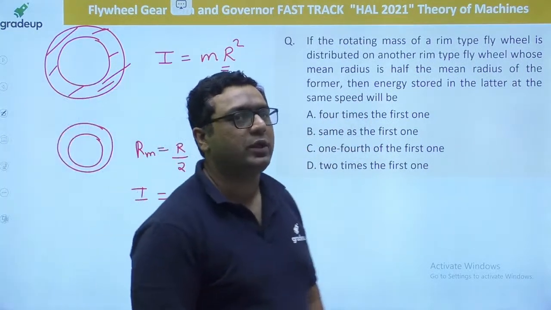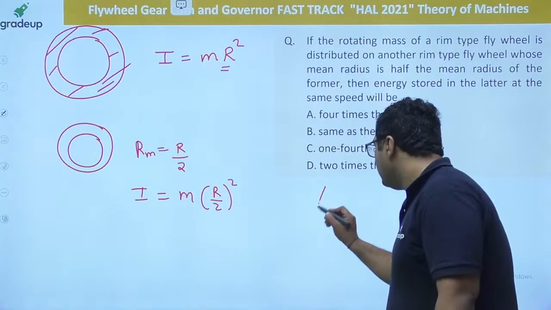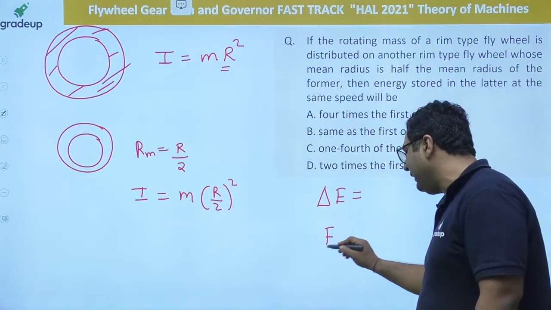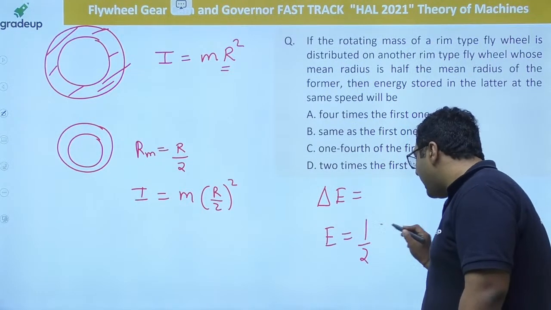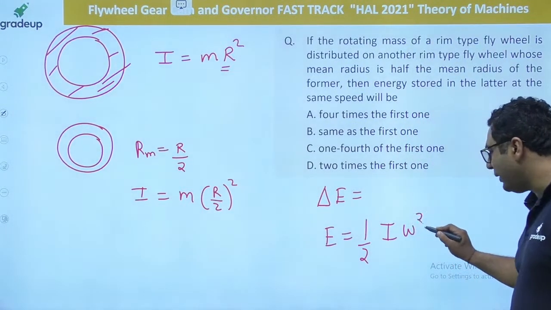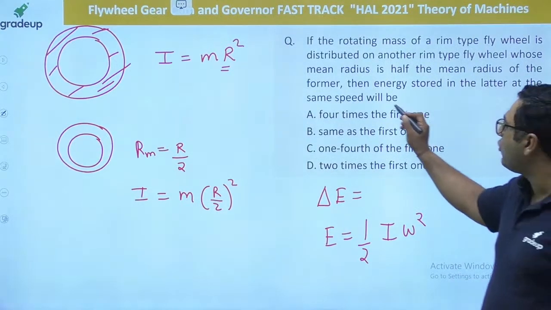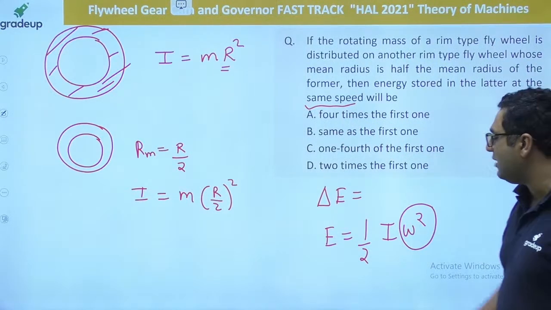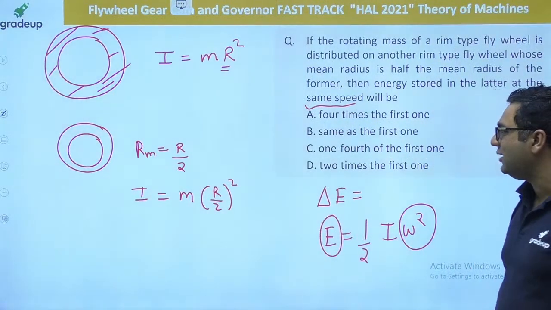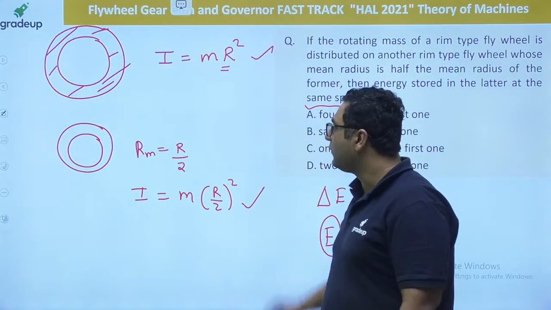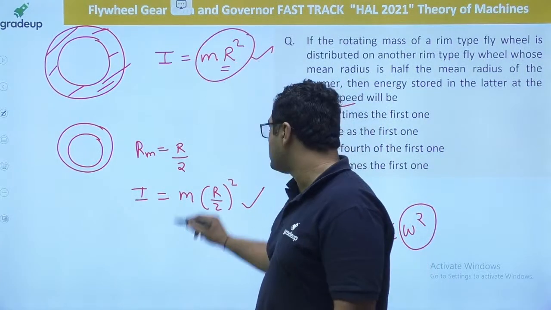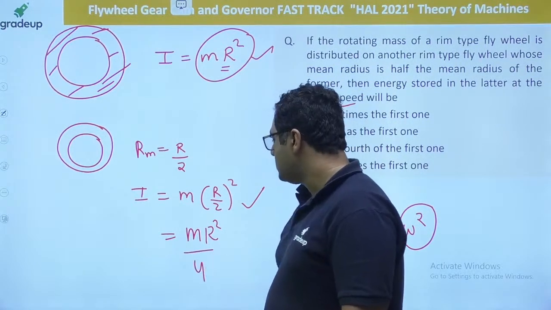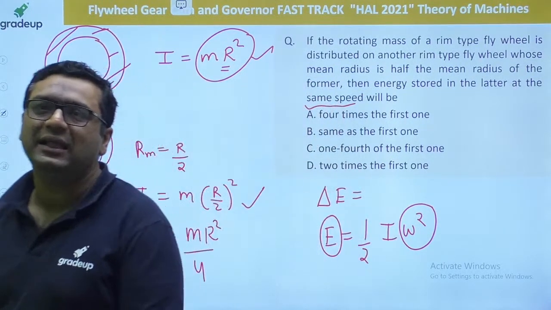What will be the answer? You must know about the energy. Energy, if you write E, is half I omega square. And as he is saying the same speed, omega is the same, so you need to tell which one will store more energy, this one or this one. You can see here it is mr square, and here it is mr square upon 4. So you can give the answer now very easily.